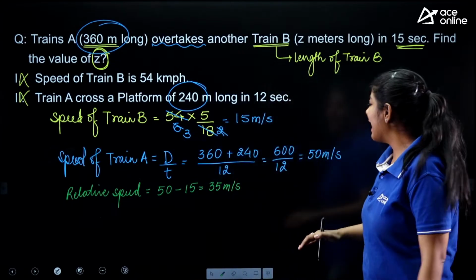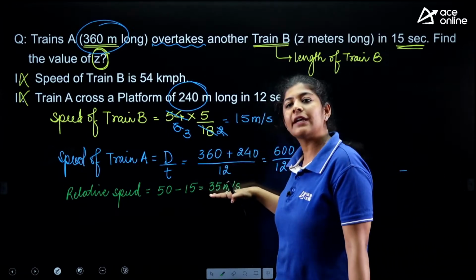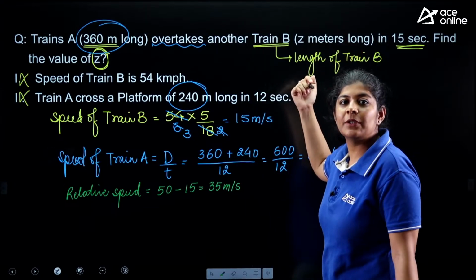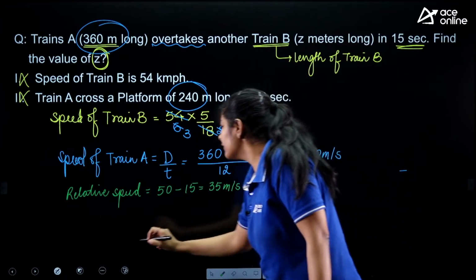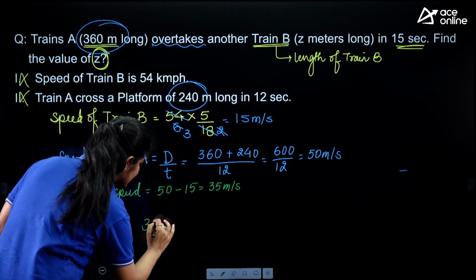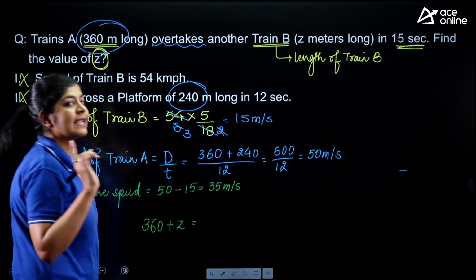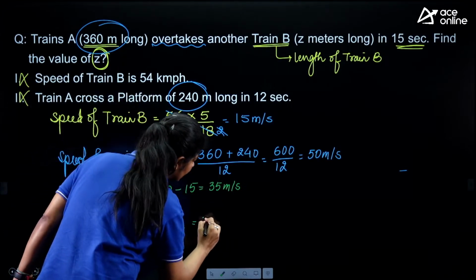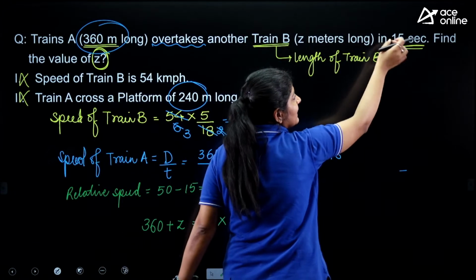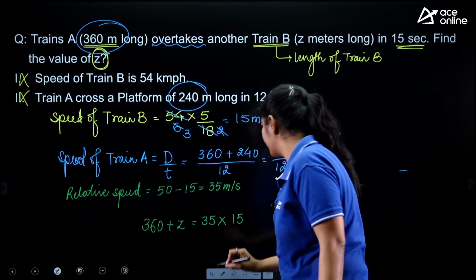Now we have the speed of this one, and with that we just calculated our relative speed. Now that we have the value, we can easily get the value of z. If we want to calculate the value of z, we can say that distance, 360 plus z, is nothing but speed, that is 35. And how much time do they take to overtake? In 15 seconds. So we just simply multiply it by 15.